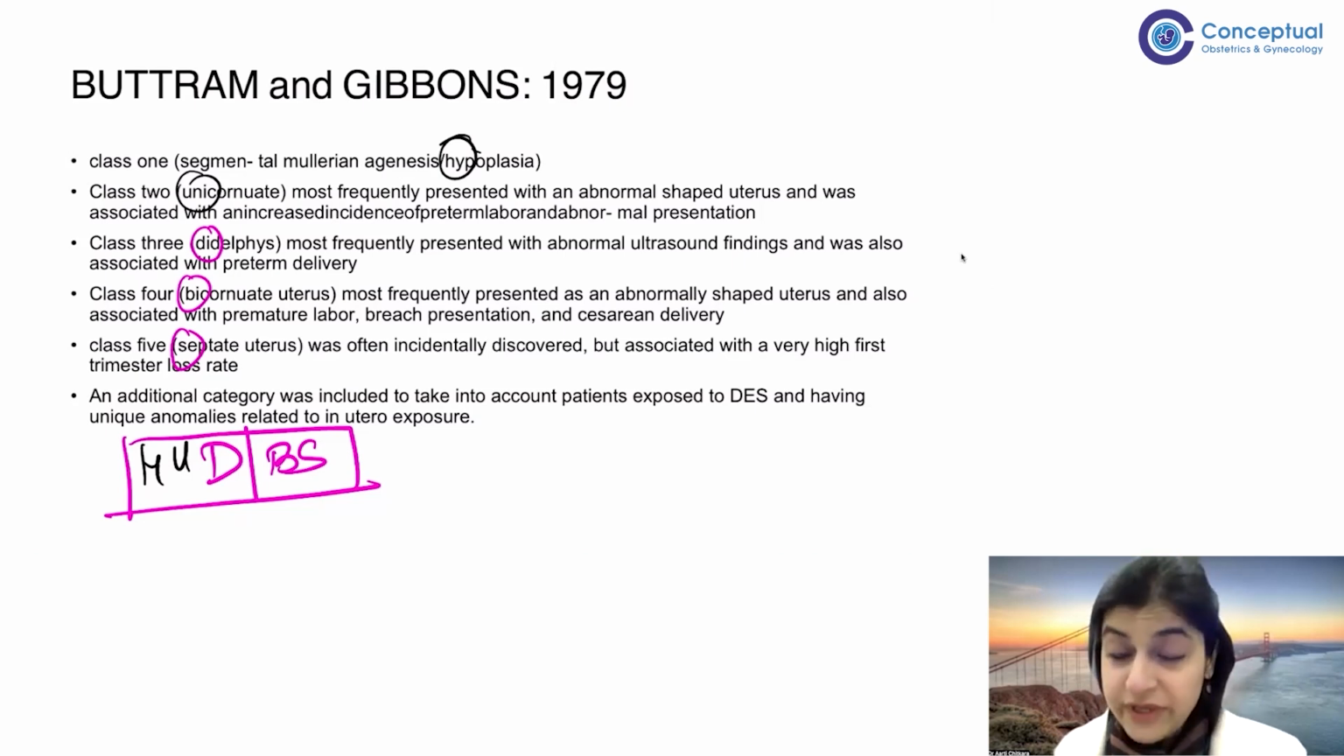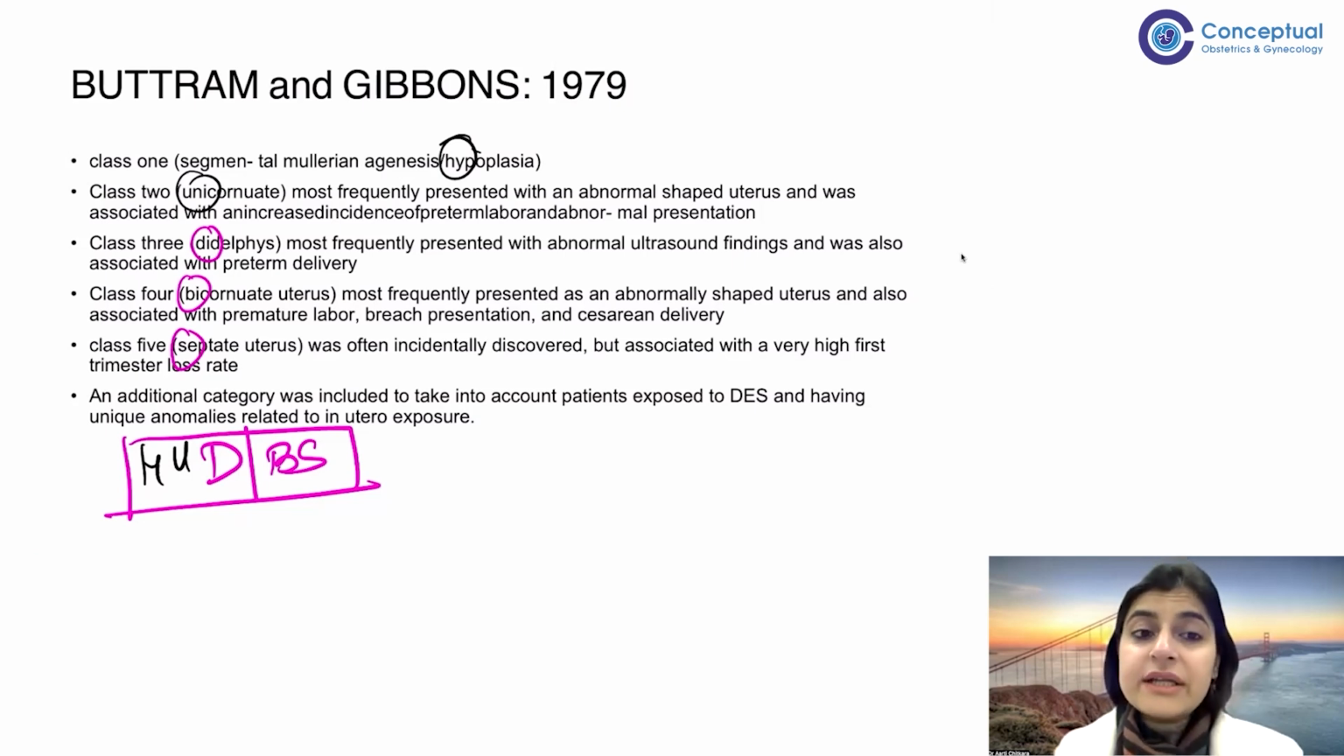Unicornuate is more frequently associated with obstetric problems. Class 3 was didelphys, which most frequently presents with abnormal ultrasound findings and is also associated with preterm delivery. Class 4 was bicornuate, which is associated with preterm labor, breech presentations, and cesarean deliveries. Class 5 is septate uterus, which is often incidentally diagnosed. It might be asymptomatic, but it is associated with high first trimester losses and is a cause of recurrent first trimester losses as well.